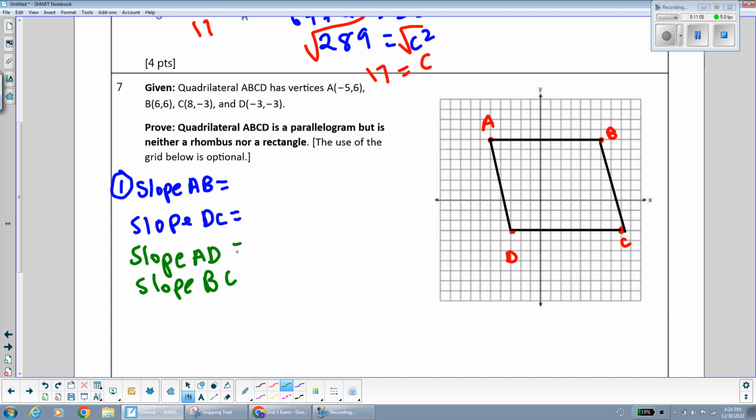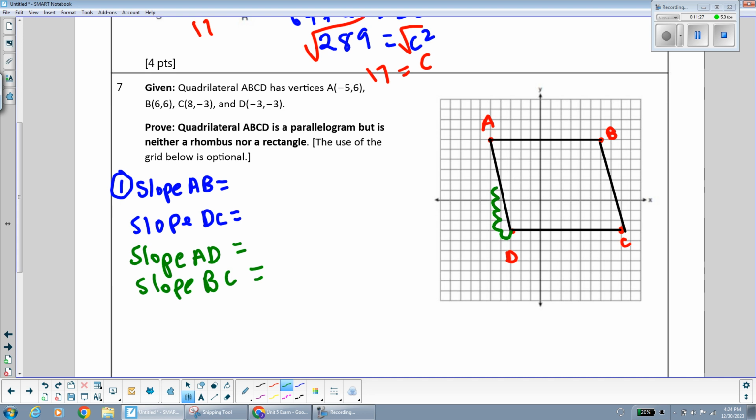Yes, you need to find the slope of all four sides to prove that you have a parallelogram, because it's not just one pair of opposite sides parallel. It's both pairs of opposite sides parallel to prove that you have a parallelogram. I'm going to use rise over run like a lot of you guys did. You can use slope formula as well, but rise over run is just going to be a little bit easier. So I'm just going to count the boxes.